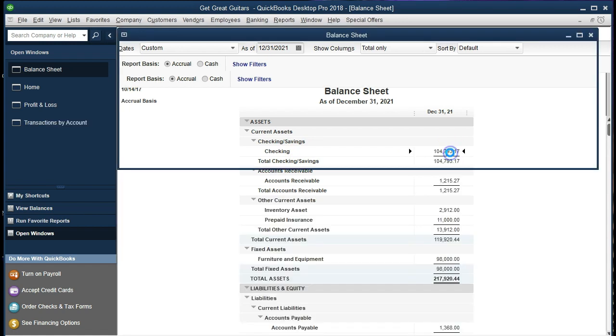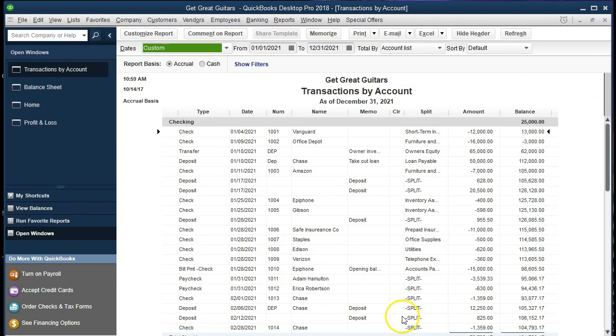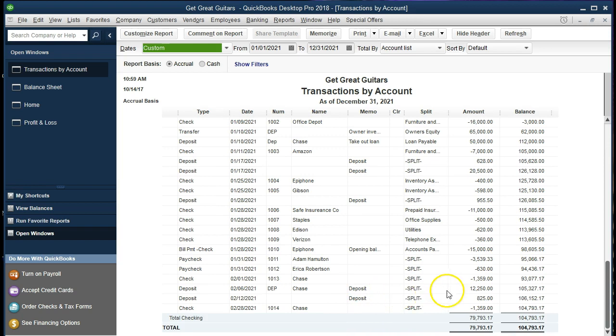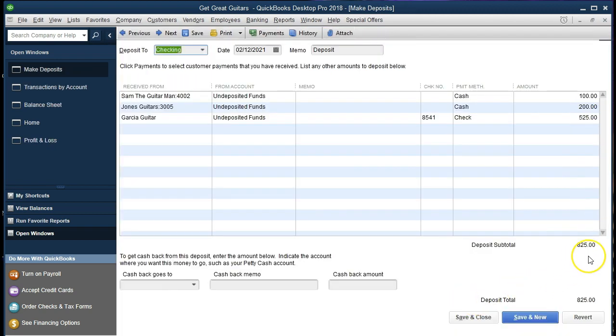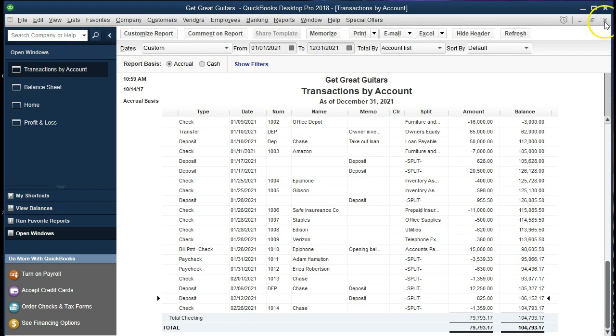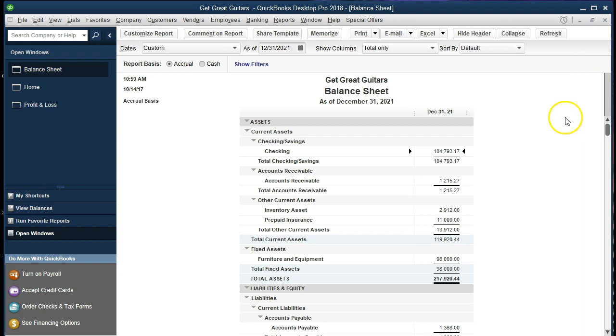Double clicking on the checking account. Scrolling to the bottom, we see this deposit here. There's the $825 there. Double clicking on that, we see the deposit of $825. There's that amount. We're going to close this back out then, and close this back out. We don't see, note, the undeposited funds. It went away. Why? Because it went down to 0.